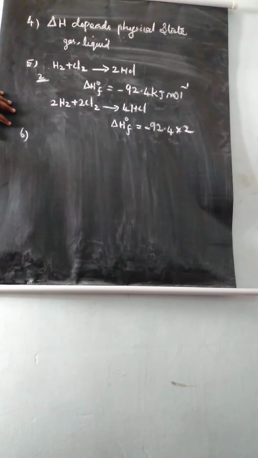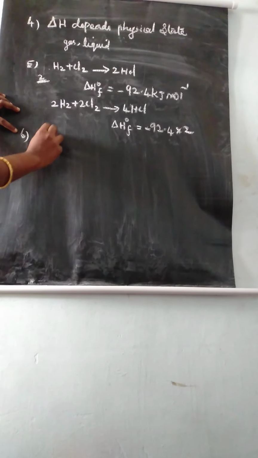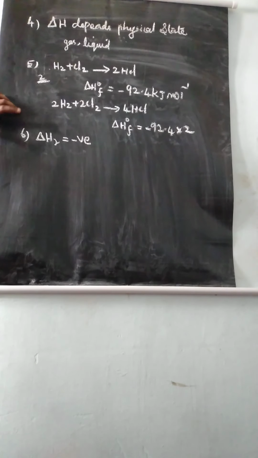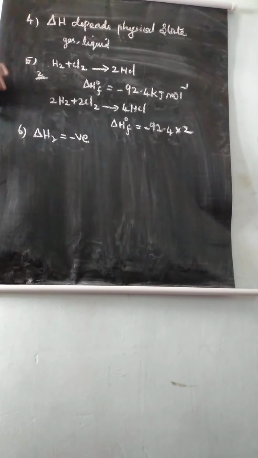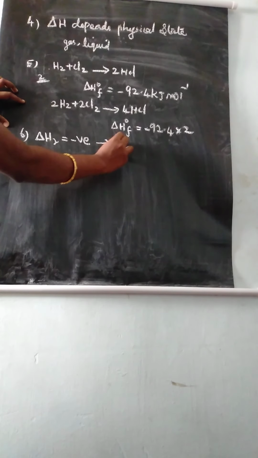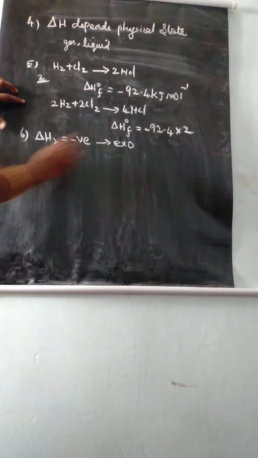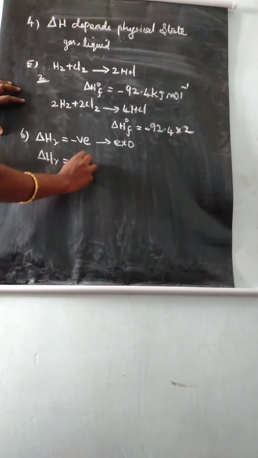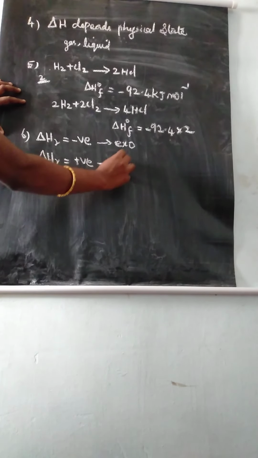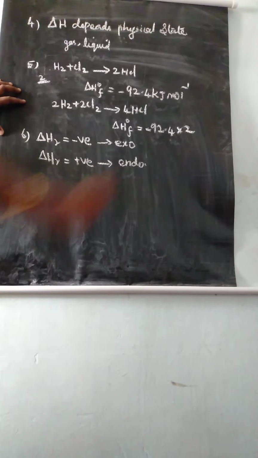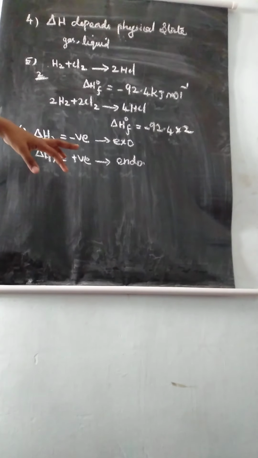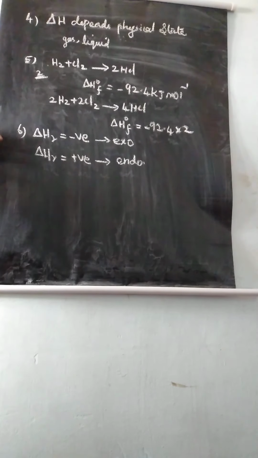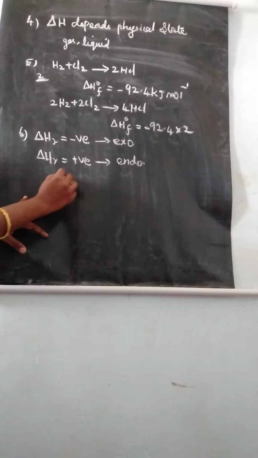Delta H value negative means, suppose the change in enthalpy of a reaction is negative, we can consider that reaction to be exothermic, and if the reaction delta H naught value is positive, we can consider that an endothermic reaction. Positive means we can consider that an endothermic reaction. Understand? And as an example they have given hydrogen plus oxygen.